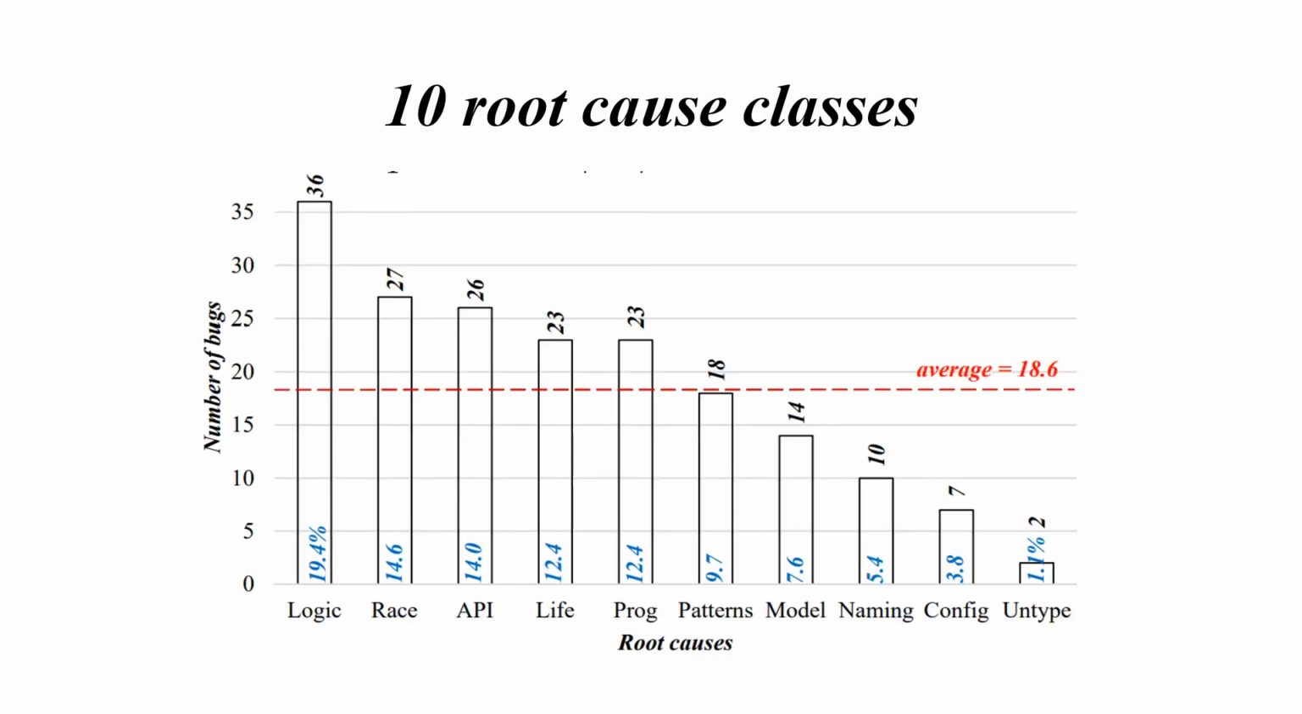Research question 2. What are the root causes of actor bugs? We find that the root causes of our actor bugs can be classified into 10 categories, ranging from logic to messaging patterns to untyped communications. Among these, logic is the most common root cause, with about 1/5 of the root causes, and untyped communication is the least common with only 1%.